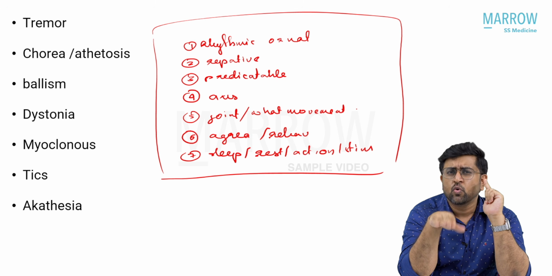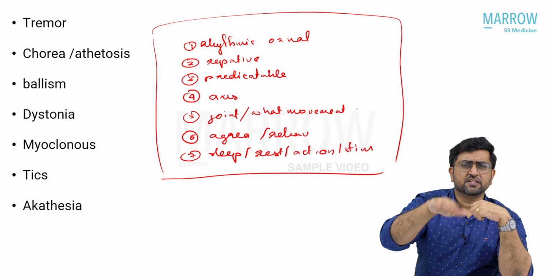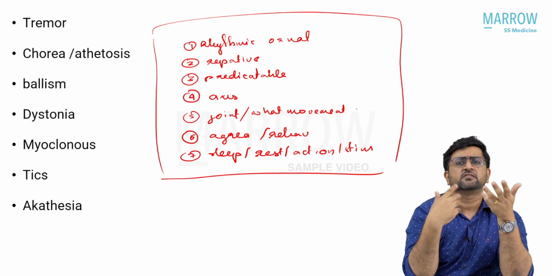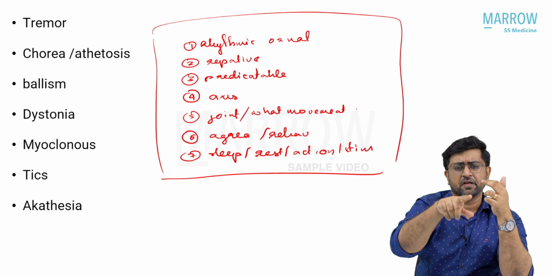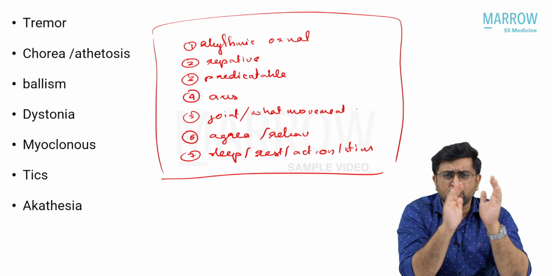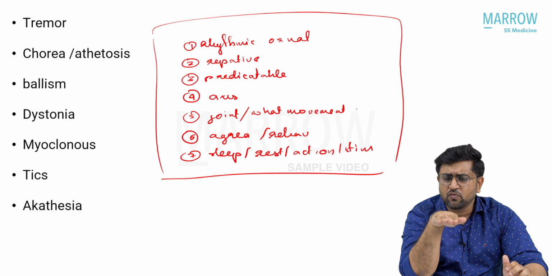And what axis? Only one axis. And what joint? My wrist joint. What movement? Flexion and extension of the wrist. Then whether it increases on movement, whether it decreases on movement, or what the other aggravating and relieving factors are, and what happens in sleep. That is what you are going to see. So a tremor is a rhythmic movement.